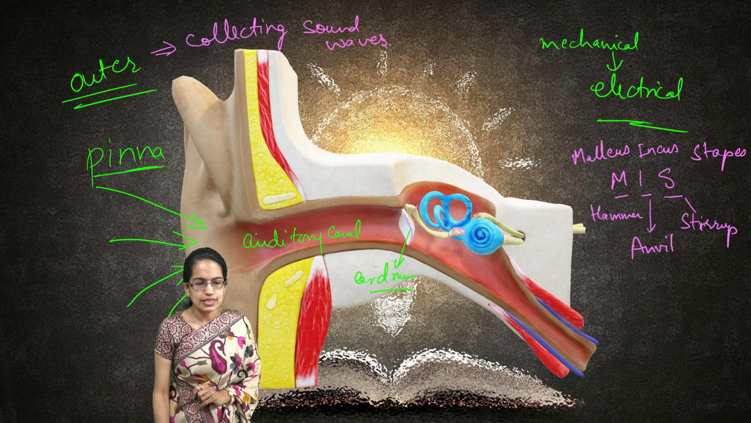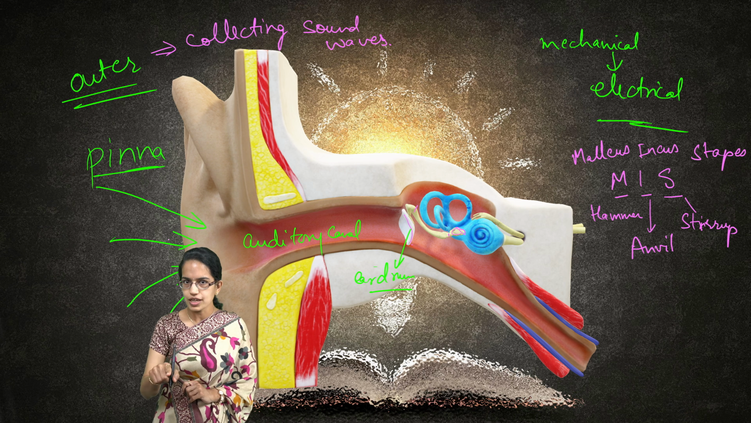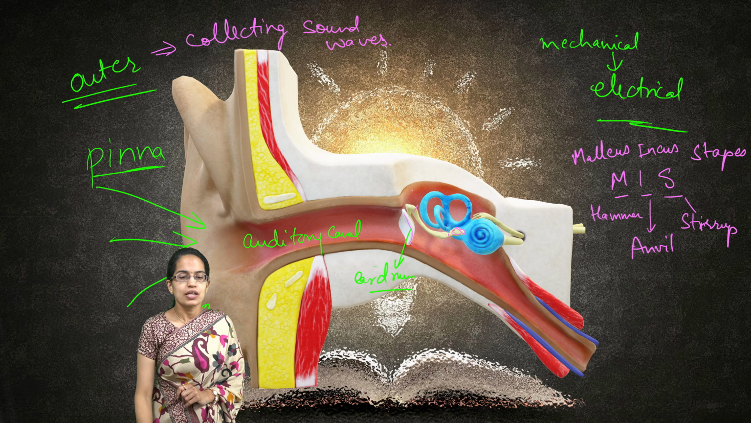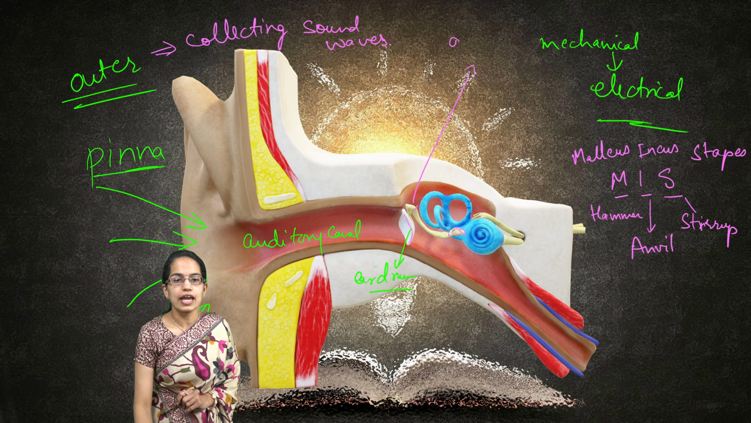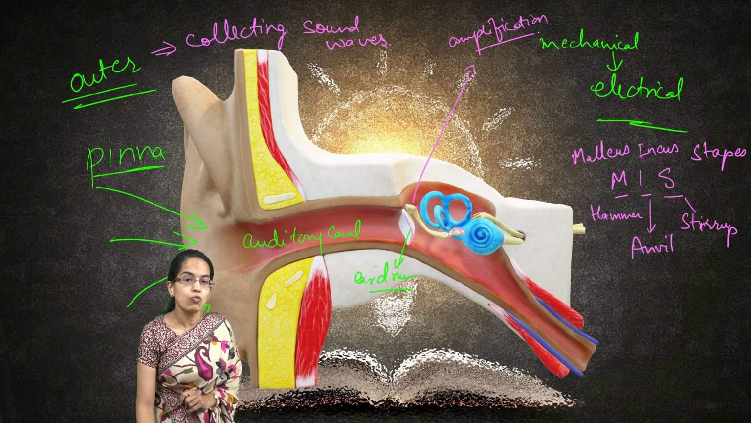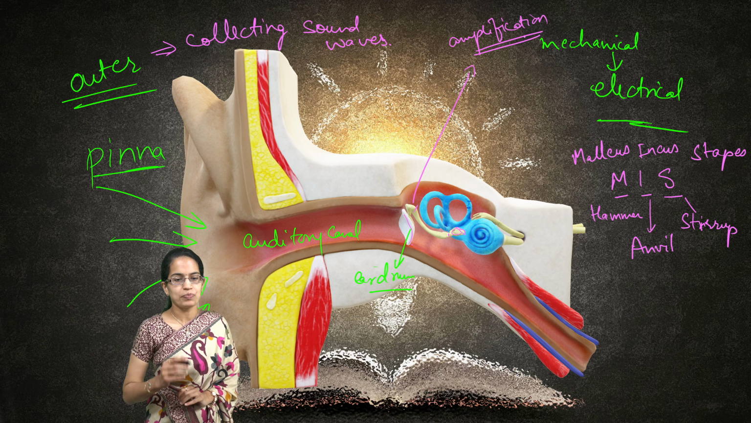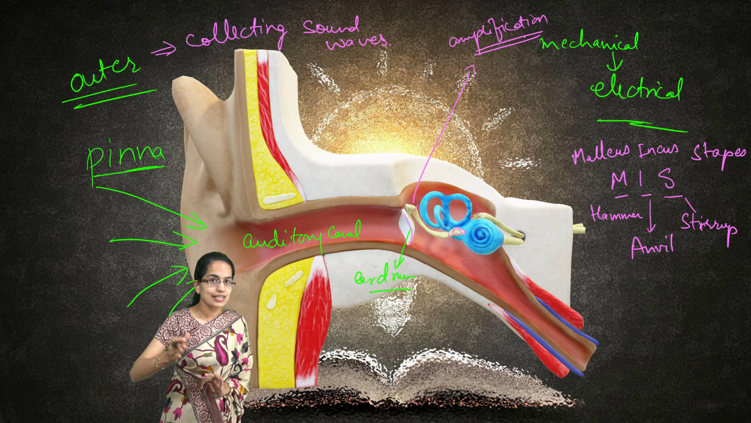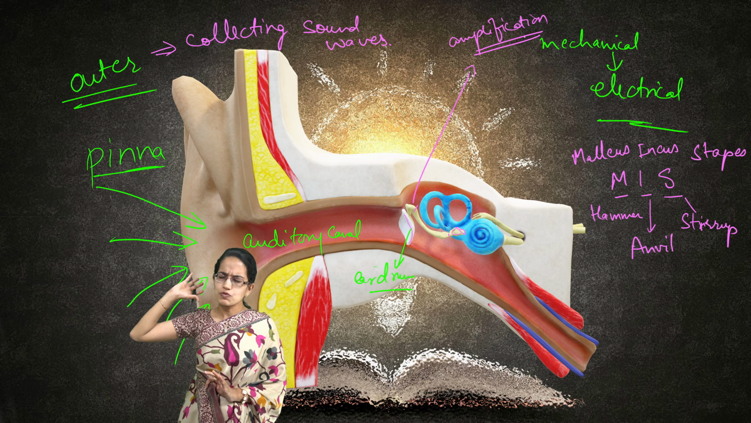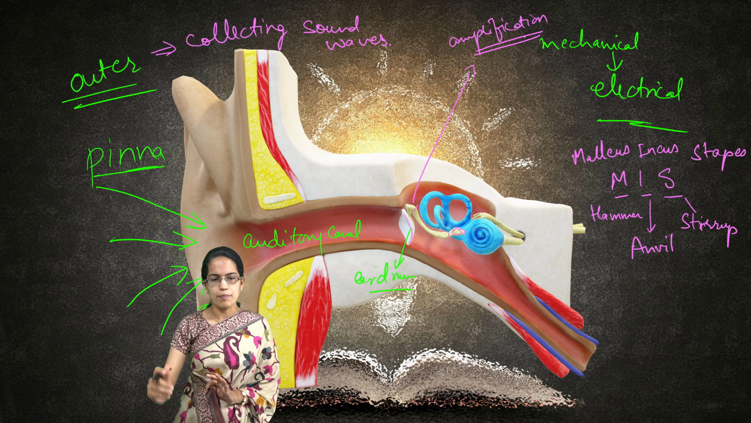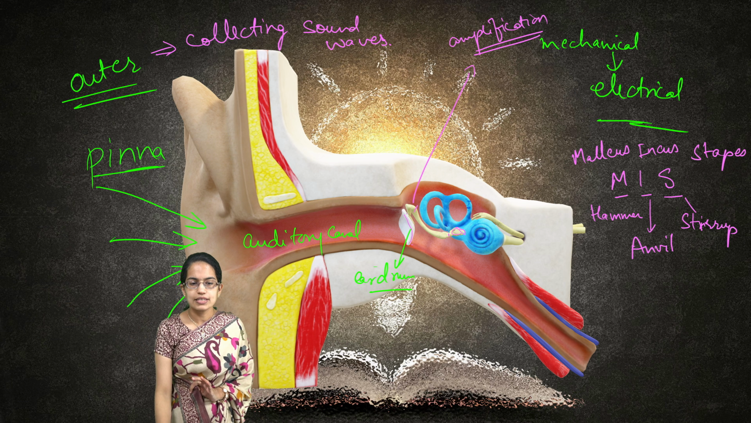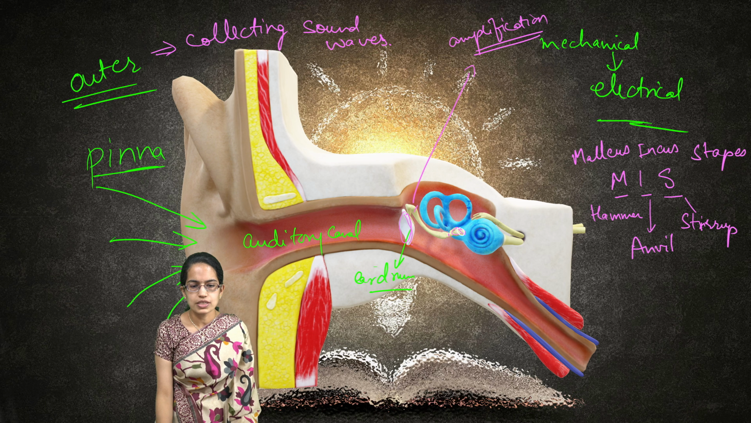So, what happens is, the collection of the sound waves occurs through the outer ear. Now, in the middle ear, the main purpose is amplification of sound. Amplification of sound, why is it so important? Now, understand this very, very carefully. As we have a lot of sound waves coming, you can compare the size of the eardrum versus the size of the stapes or the stirrup here.